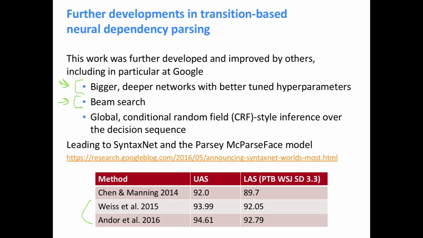Yeah. We could do much better. There's still room to do better. At the unlabeled attachment score, it's actually starting to get pretty good, but there's still room to do better.